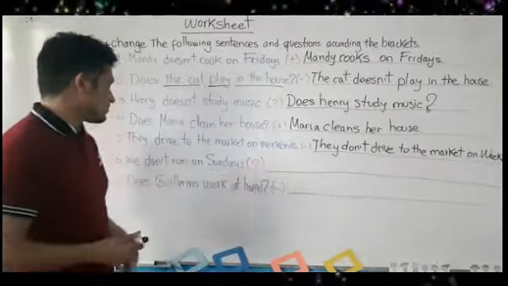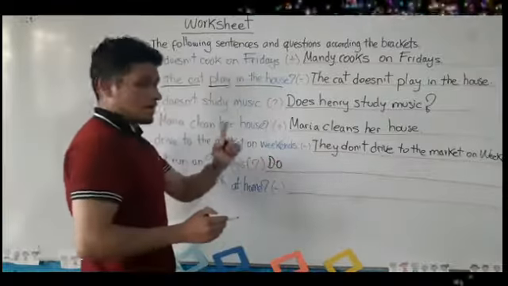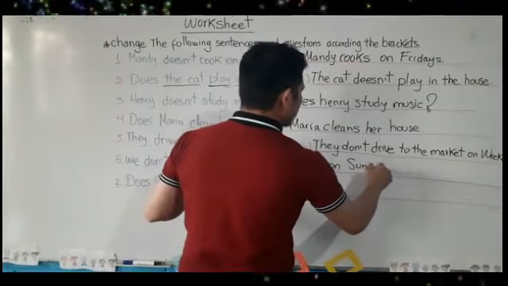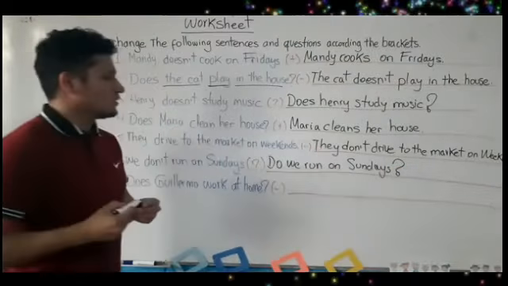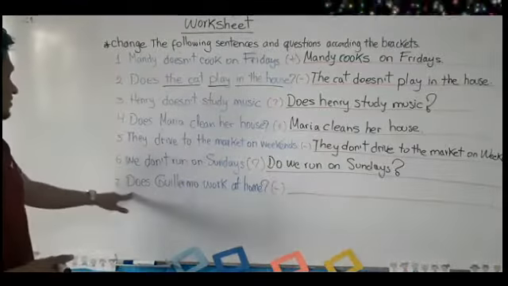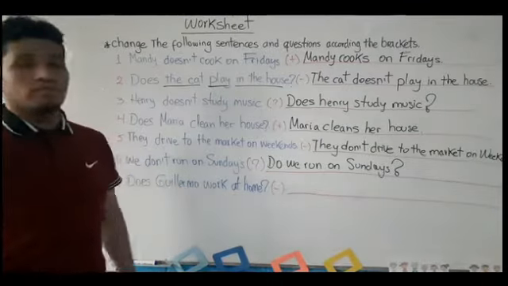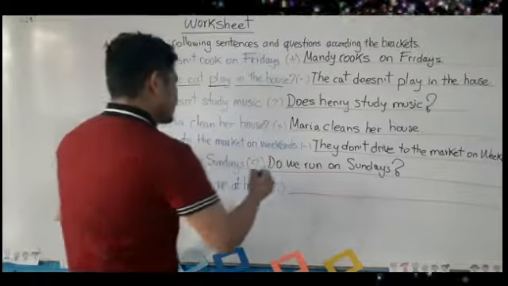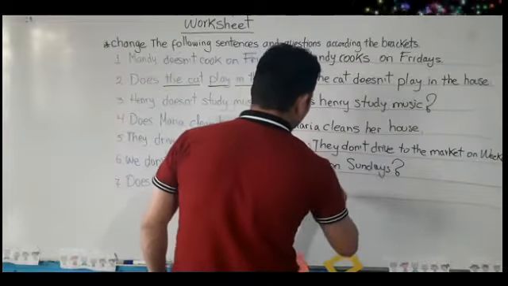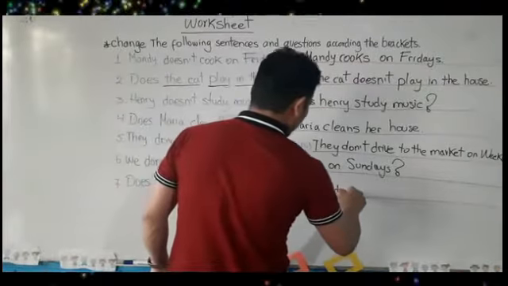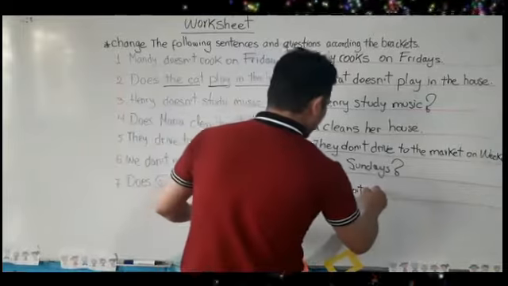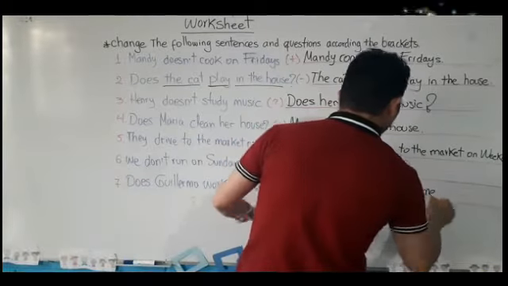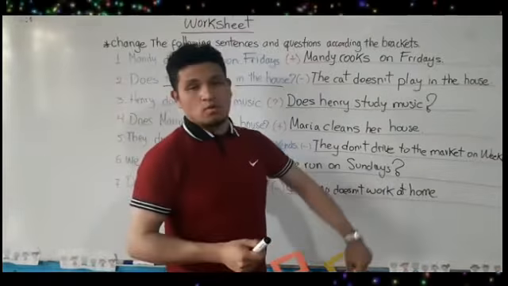Change it into a question. Would be do. Okay? Do we run on Sundays? And the question mark. Do we run on Sundays? Now 7. Does Guillermo work at home? This is a question. And now we have to change it into negative sentence. It would be Guillermo doesn't work at home. Okay? Negative. Guillermo doesn't work at home.